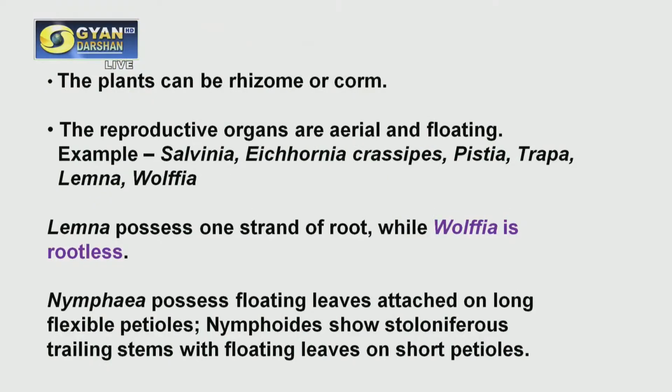Nymphaea, they also possess the floating leaves attached on long flexible petioles, that is the leaf stalk. Nymphoids show the stoloniferous trailing stems with floating leaves on short petioles. So the main thing is that all these type of plants have a very poor root system, and they are free floating, either the entire plant or the leaf surface. So we call them the floating hydrophytes, free floating hydrophytes.